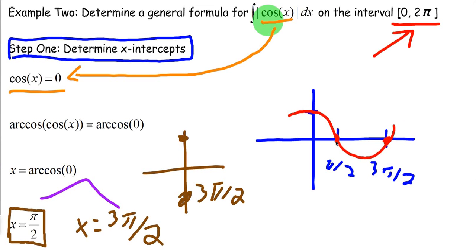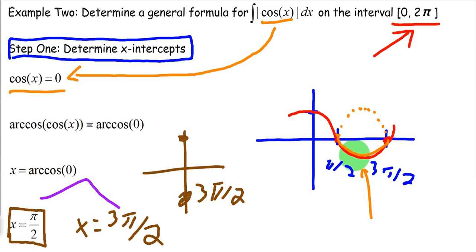And so what you can see is that it's negative down here. And we're going to have to take this piece and flip it up in order to figure out its antiderivative. So keep that in mind, this visual, as we move through this example.